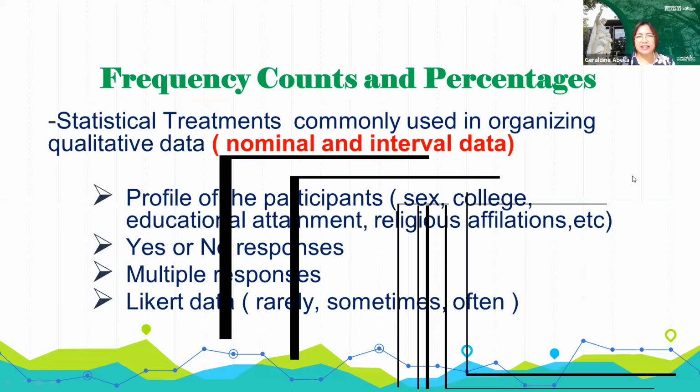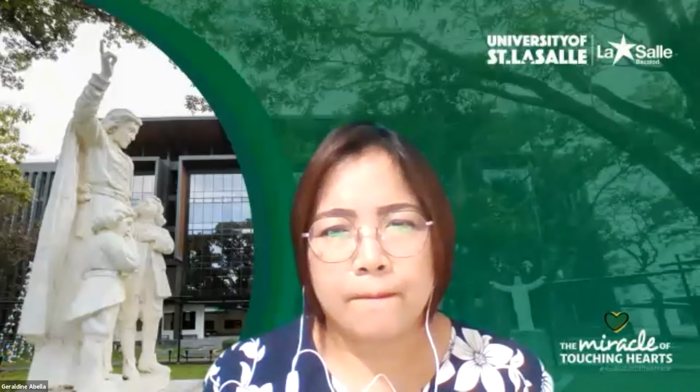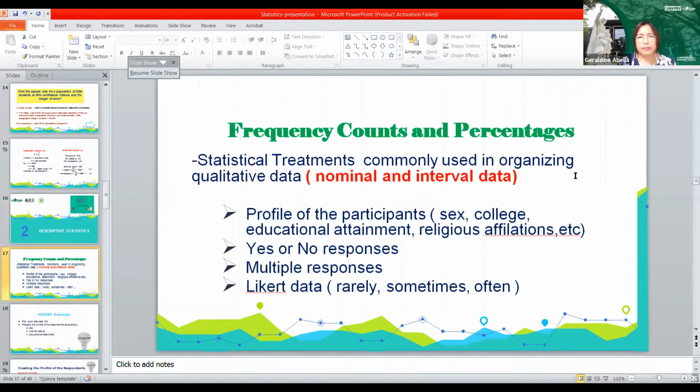percentages. These are commonly used in organizing qualitative data, data that are measured in the nominal and interval level, such as the profile of the participants according to sex, educational attainment, religious affiliation, and other qualitative variables.